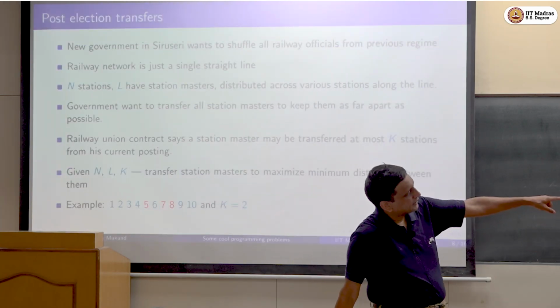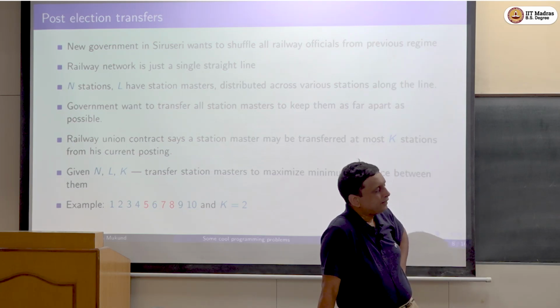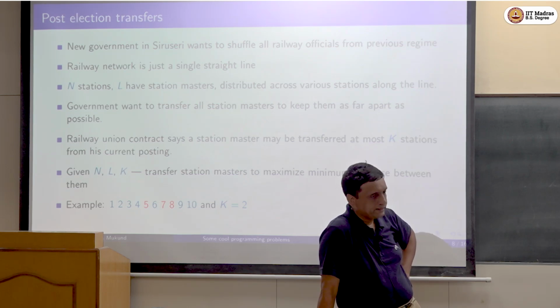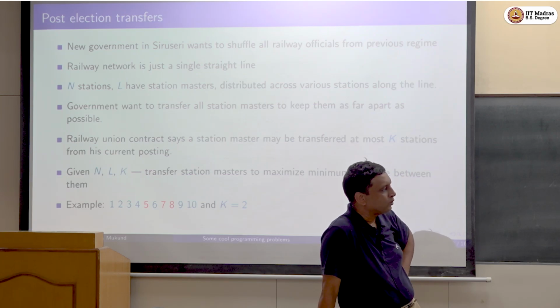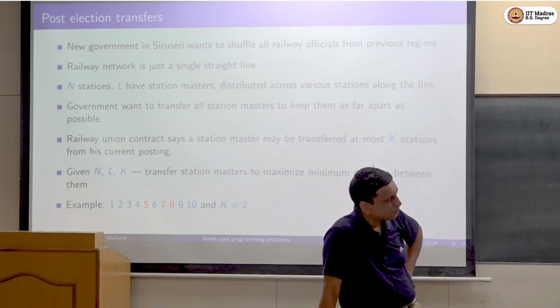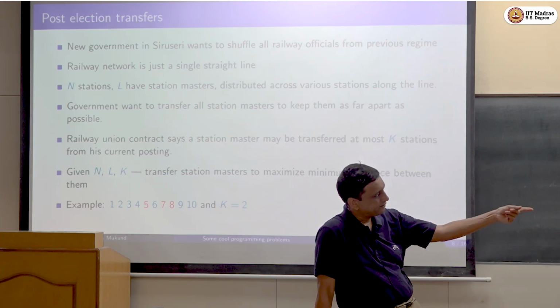You have, for example, 10 stations, 1 to 10, and you have 3 stations which have station masters: 5, 7, and 8. You're allowed to move station masters left or right by 2 positions. So 5 can go up to 3, 5 can go up to 7, 7 can go up to 5, 7 can go up to 9, 8 can go up to 6, 8 can go up to 10. So left or right by that.